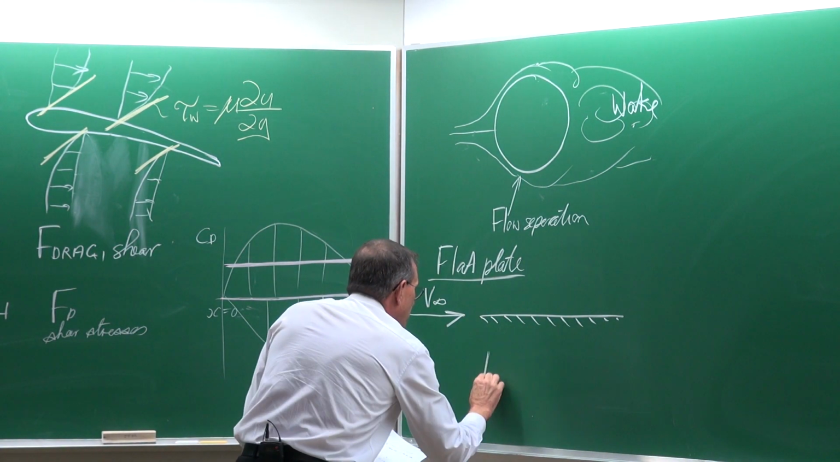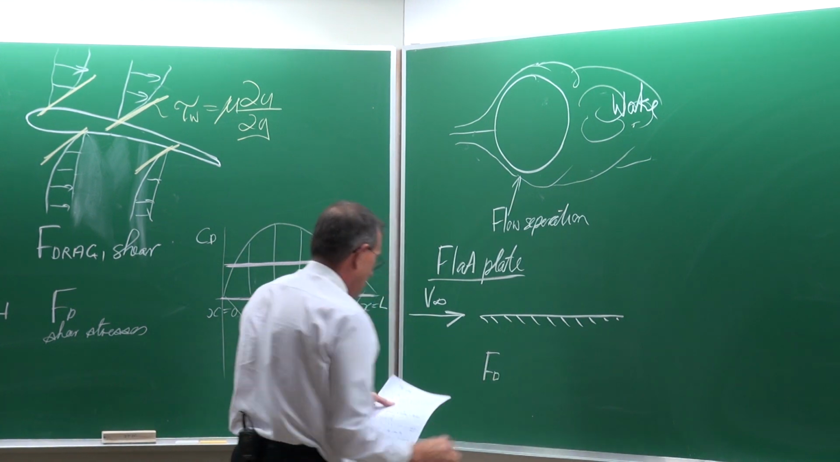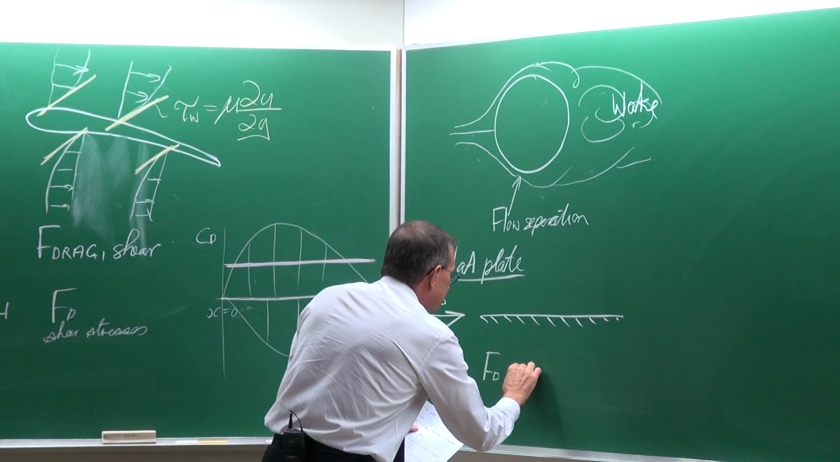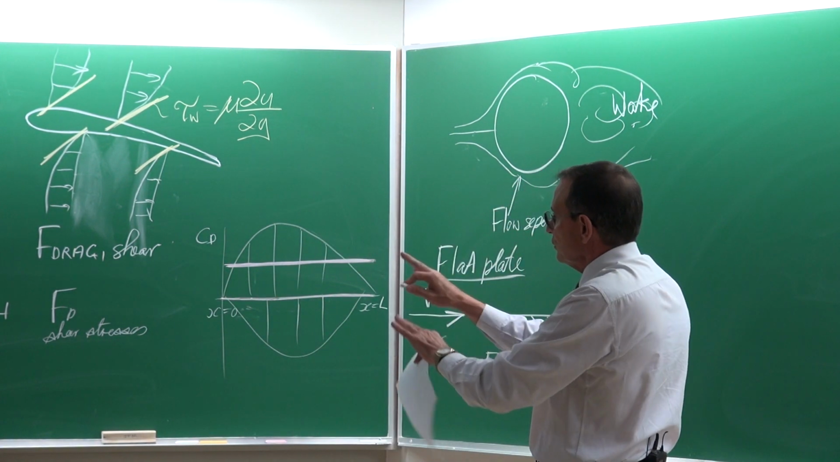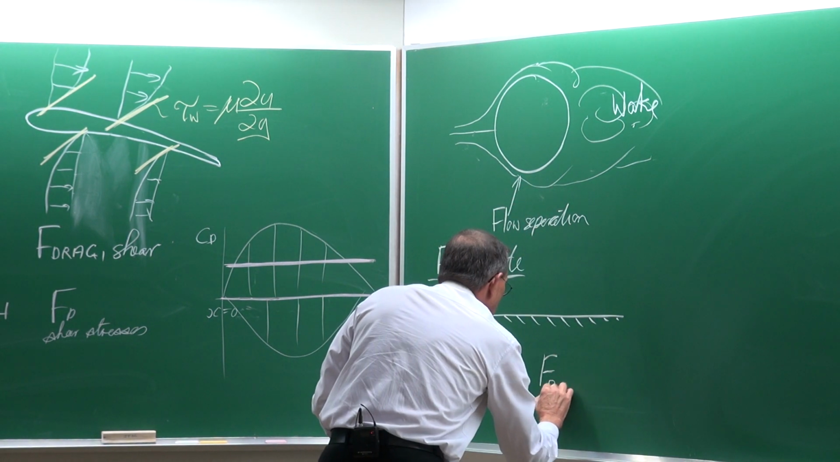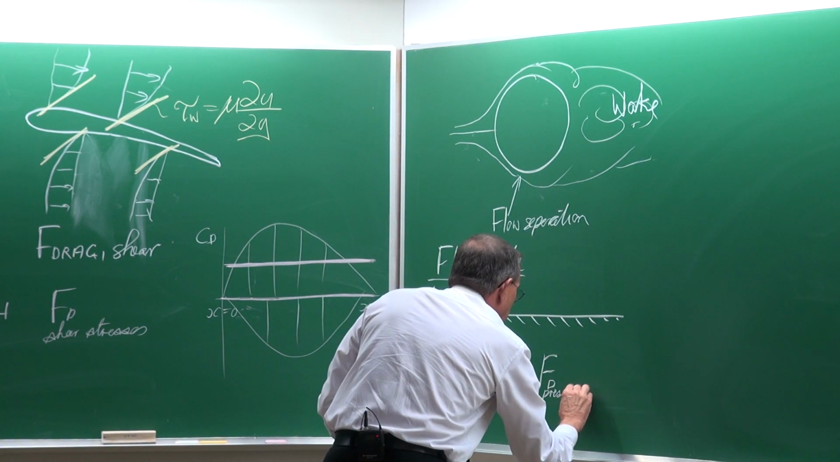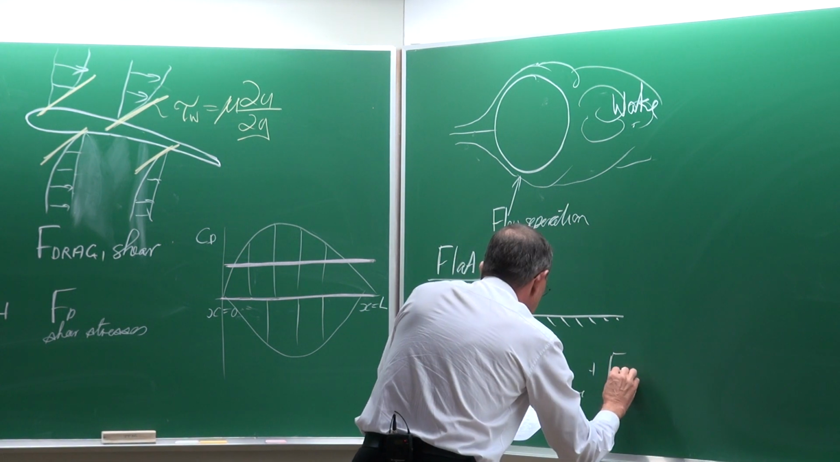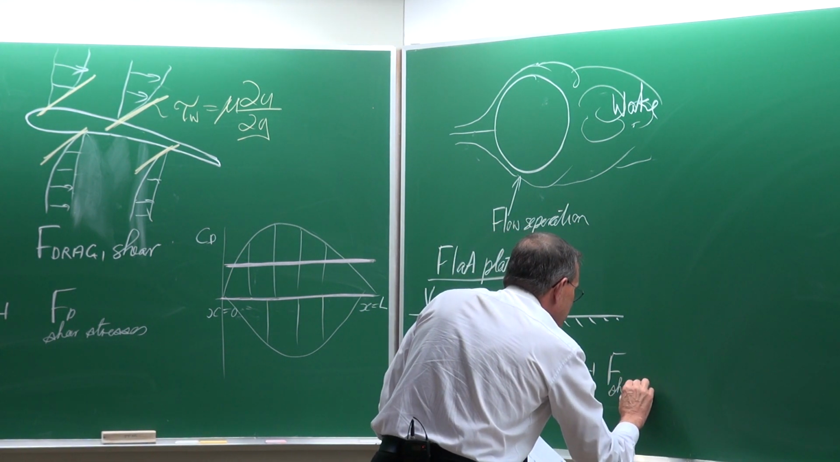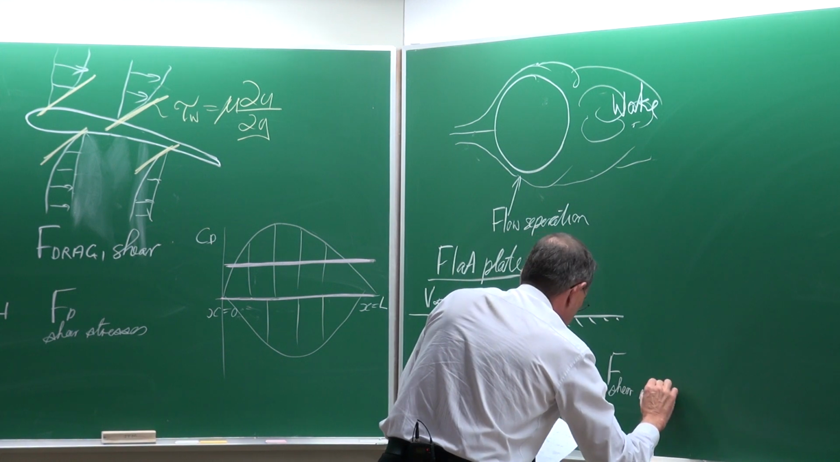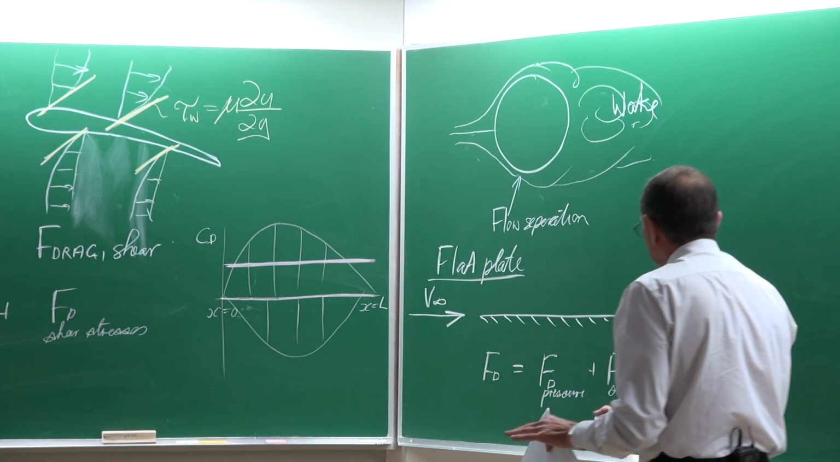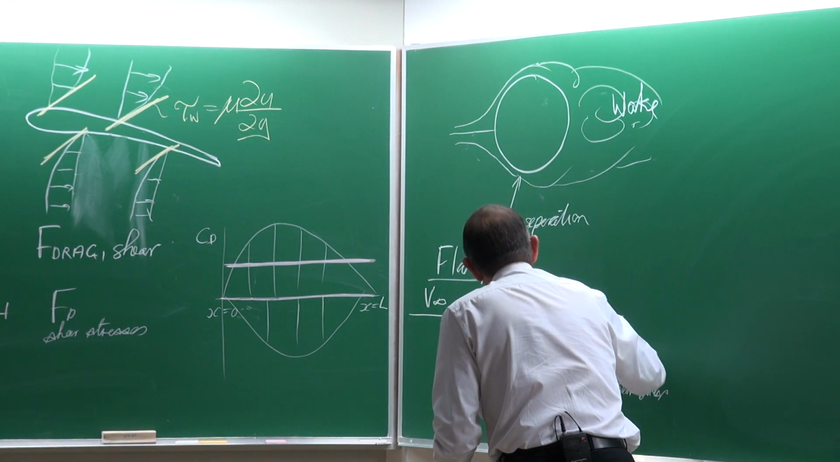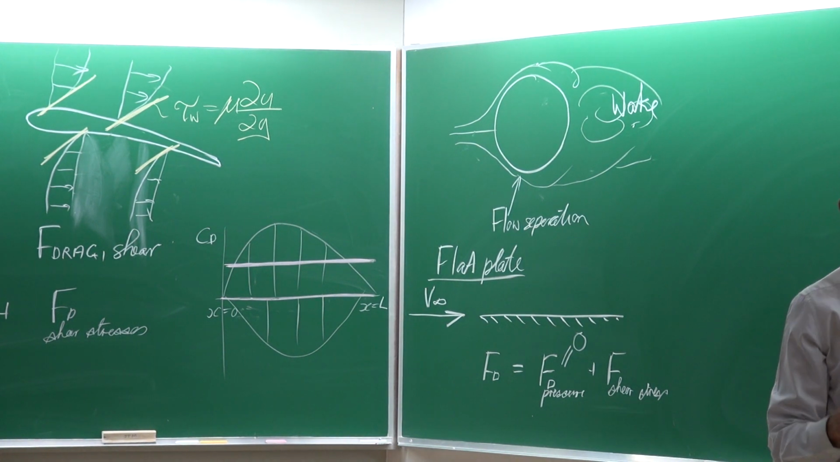And if we would go and measure the drag on a flat plate, then as I've done with you previously, this would be equal to the pressure drag as well as the skin friction drag or the shear stress drag. Now, for the case of a flat plate, this component is equal to 0. So it's a very, very simple case.